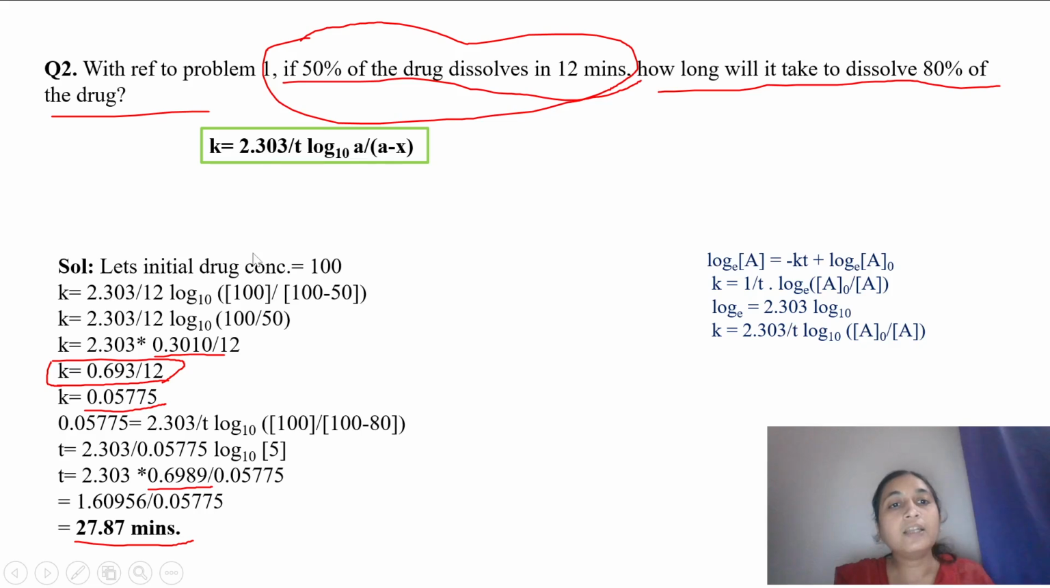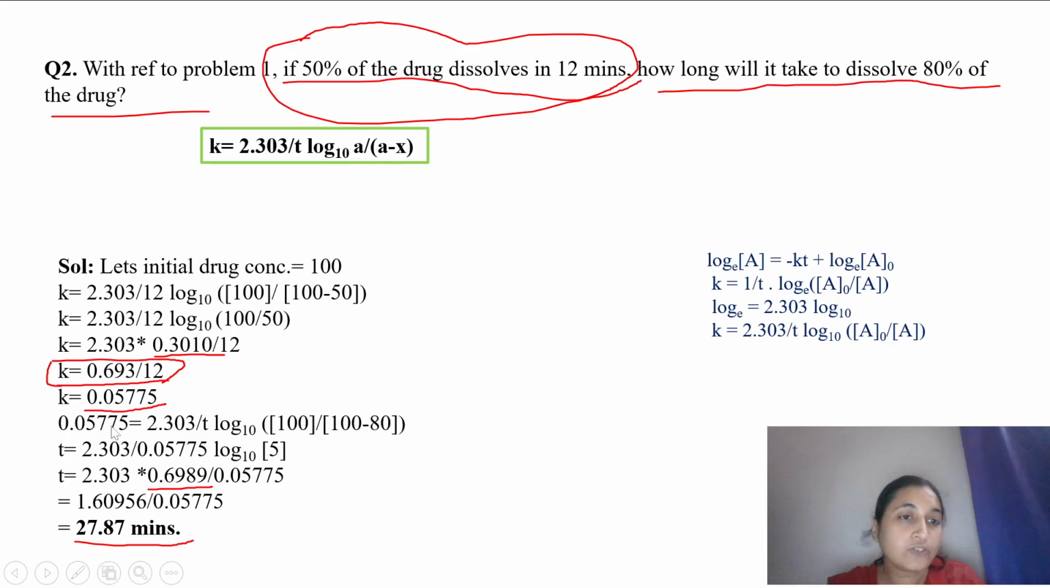So let's consider the initial drug concentration is 100. So we will calculate K using this formula. We will put all what is given in the question and then K will be 0.05775, right? Then we will take this K for the second part of the question and we will find out how long, like time T.